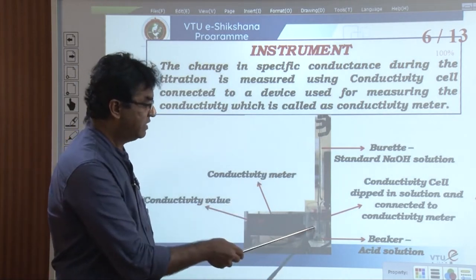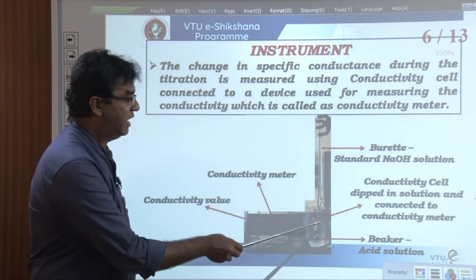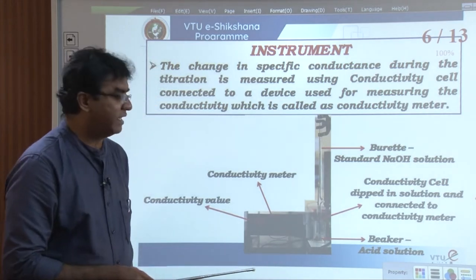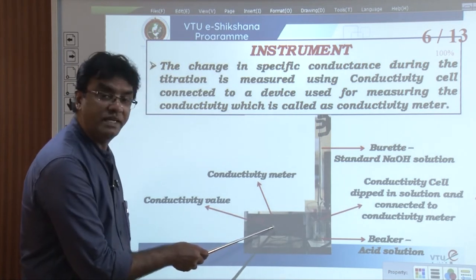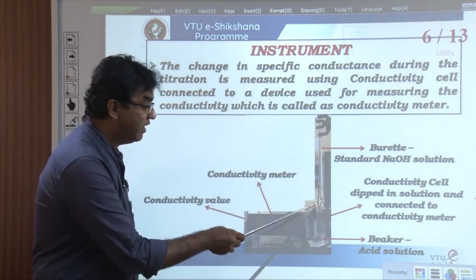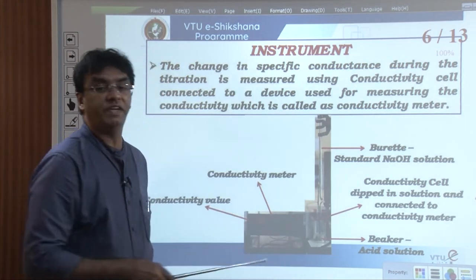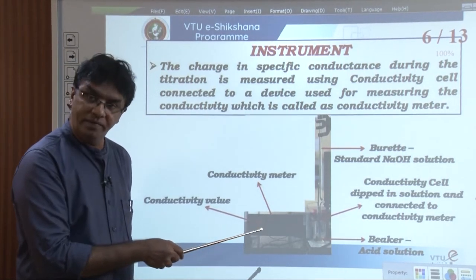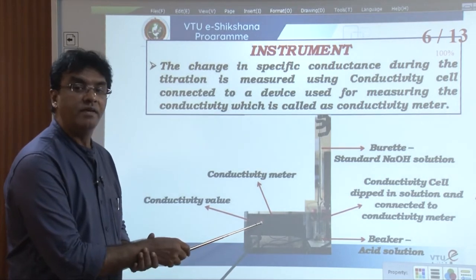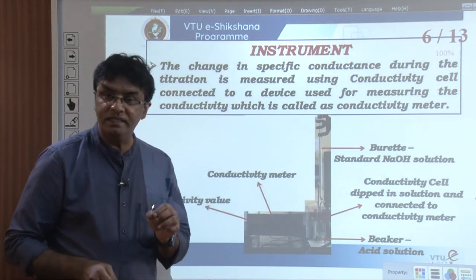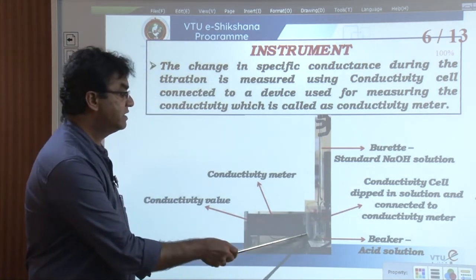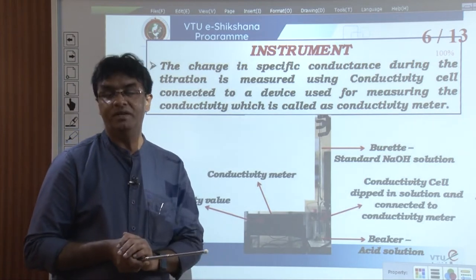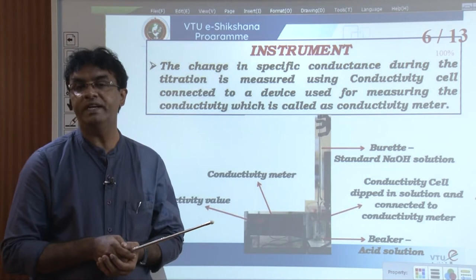Now coming to the instrument, here we take the burette, and here is the beaker. In the burette we take the standard solution, and in the beaker we take the analyte solution, and into the beaker we dip the conductivity cell. This conductivity cell is connected to another device called the conductivity meter. As we already discussed, it will detect the specific conductance of the solution and send electrical signals to the conductivity meter. The conductivity meter will convert the electrical signals into digital signals. Finally, the specific conductance of this solution will be displayed in digital form. So this is how the conductivity meter we use for carrying out conductometry titration works in general.